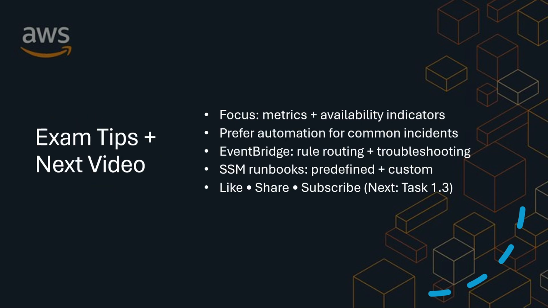So for this task 1.2, remember the keywords, that is analyze metrics, automate remediation, EventBridge routing, and Systems Manager Automation runbooks. Practice thinking like an ops engineer, that is detect, fix, and validate.